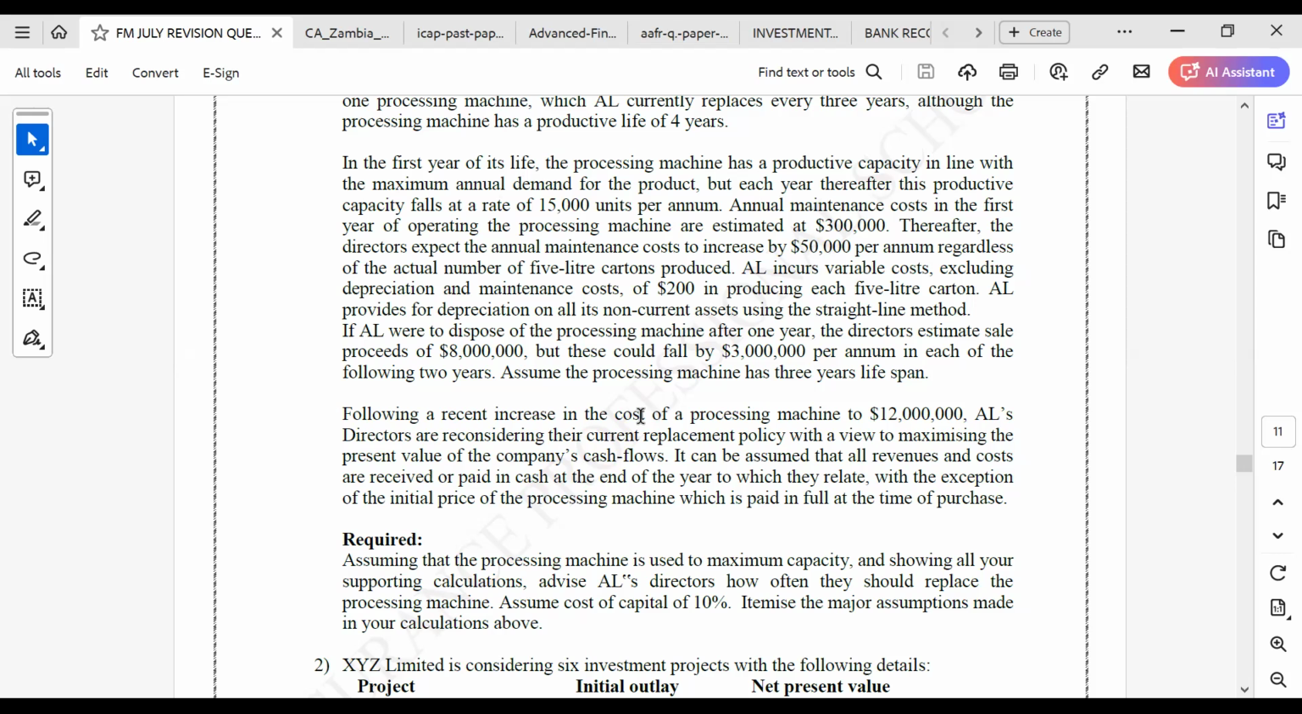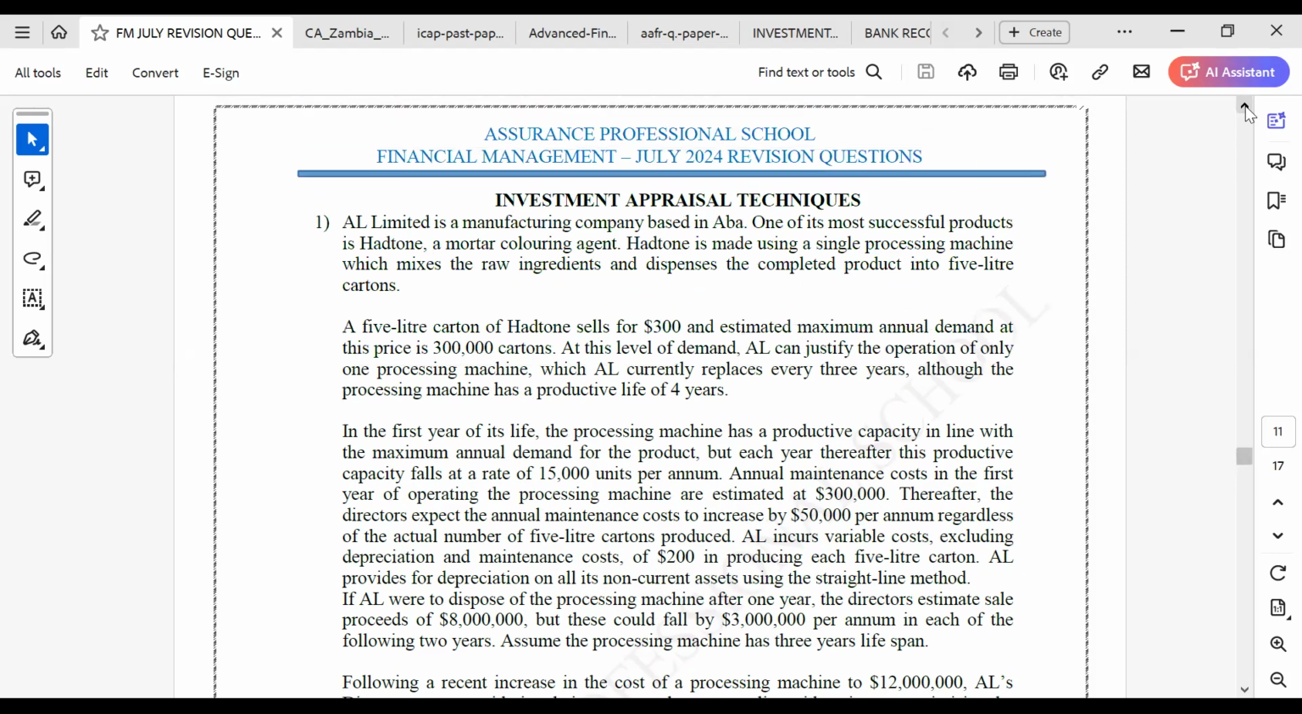So following the recent increase in the cost of a processing machine to 12 million, AS directors are considering their current replacing policy with a view to maximize the present value of the company's cash flow. So it's not now that you are going to be buying the machine. The company uses a single processing machine, which mixes the raw ingredient and dispenses the complete product into 5-liter cartons.